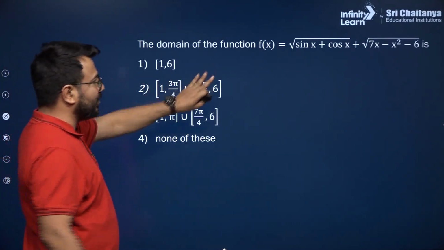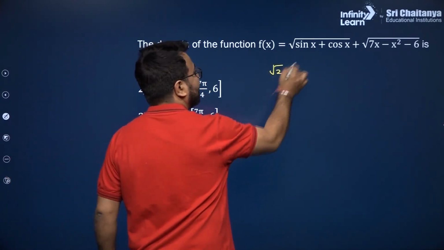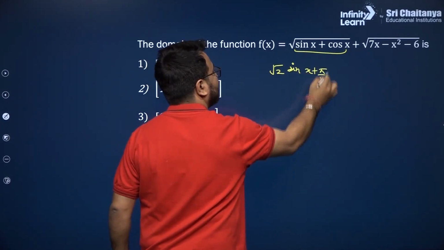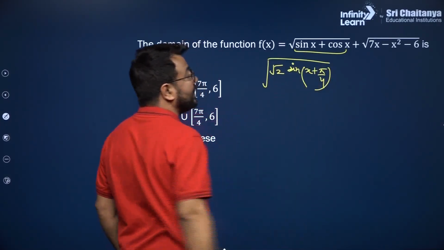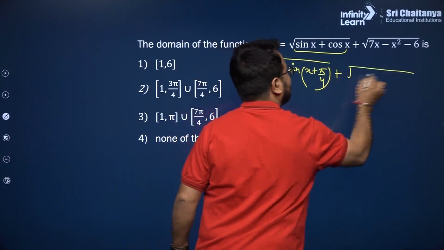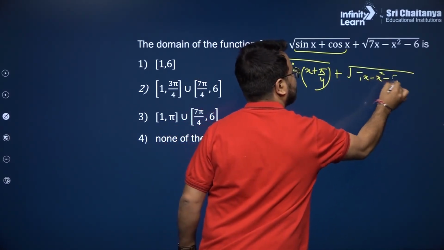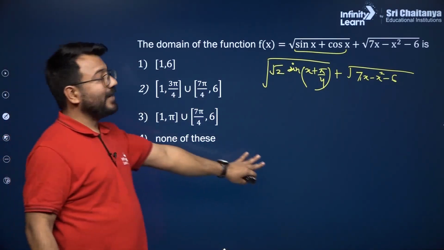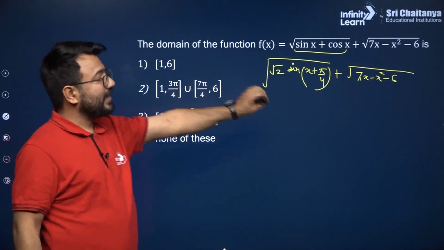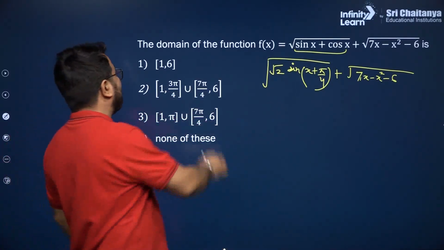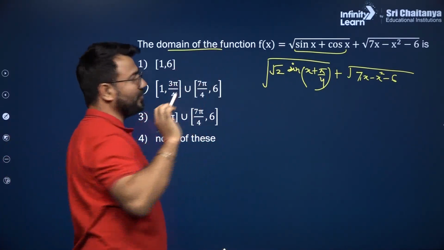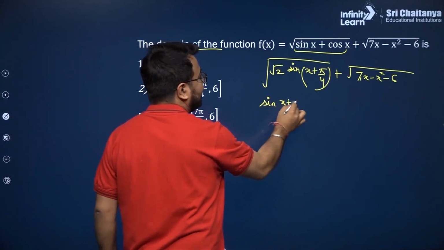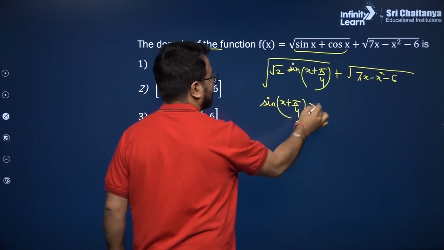We need to work upon the domain of this particular function. The first expression can be written as the square root of root 2 times sine of x plus pi by 4. And the second expression is the square root of 7x minus x square minus 6. Now if this function needs to be defined everywhere, the quantity inside the square root should always be non-negative. So the very first condition is that the value of sine theta should be positive.